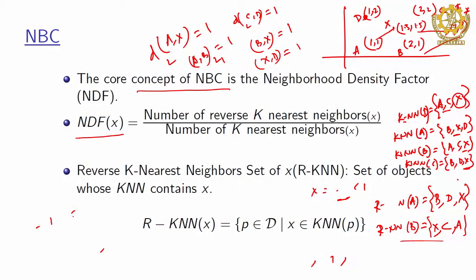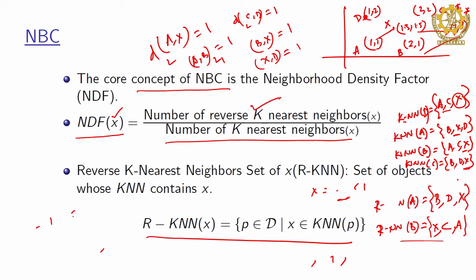What is NDF? For a point x, you have to compute the reverse KNN, and then take that number and divide it by the number of k nearest neighbors. Most of the time, the minimum value of the number of k nearest neighbors will be k. It can be more than k, but the minimum will be k. So this denominator will never be 0, but what happens for the numerator?